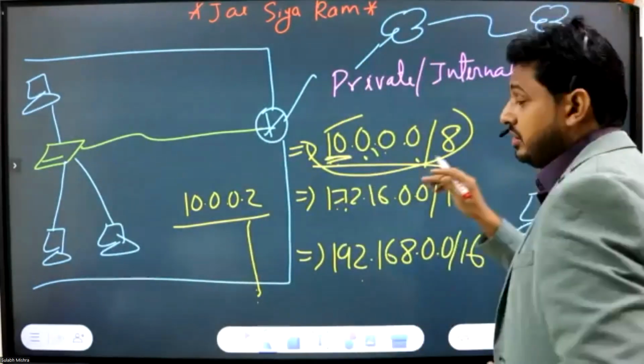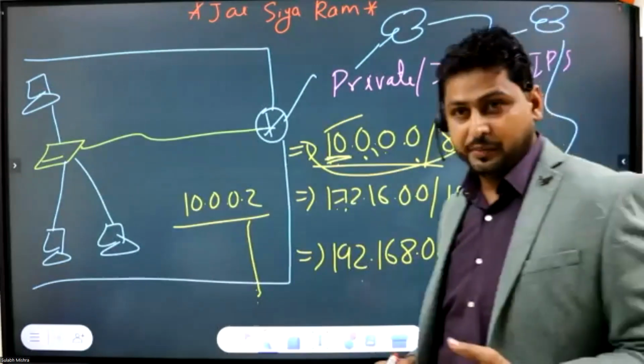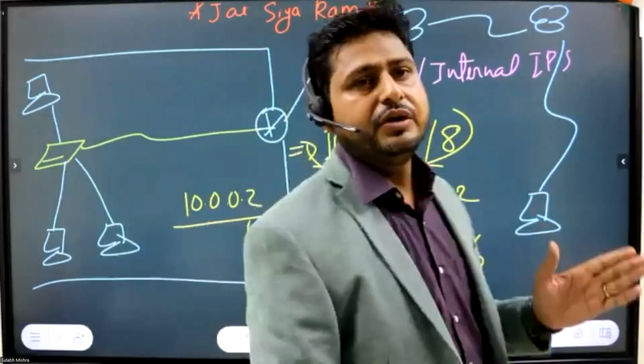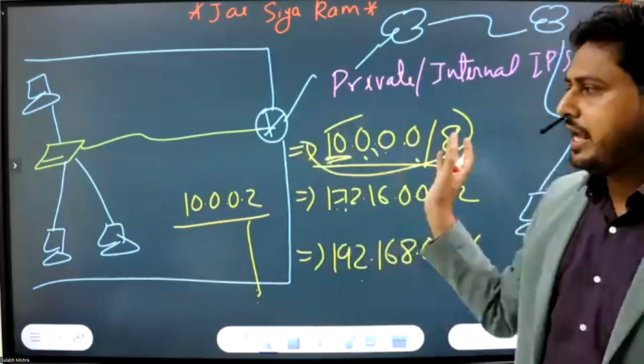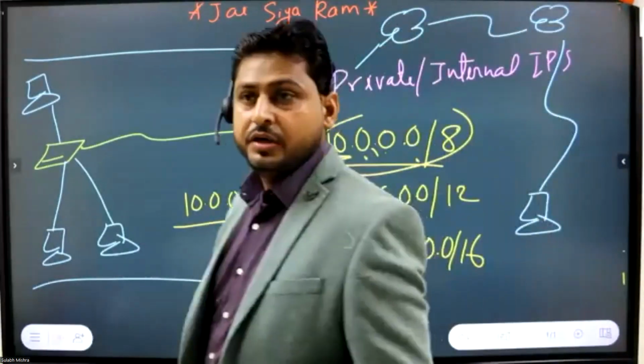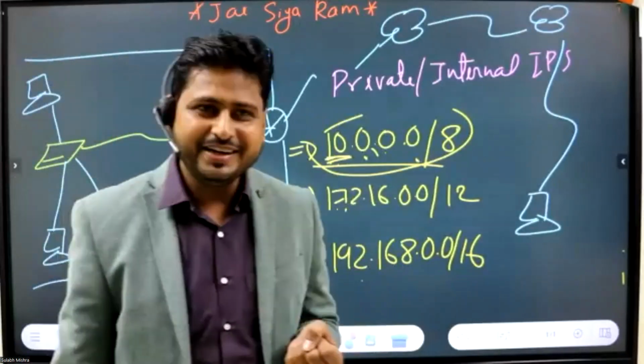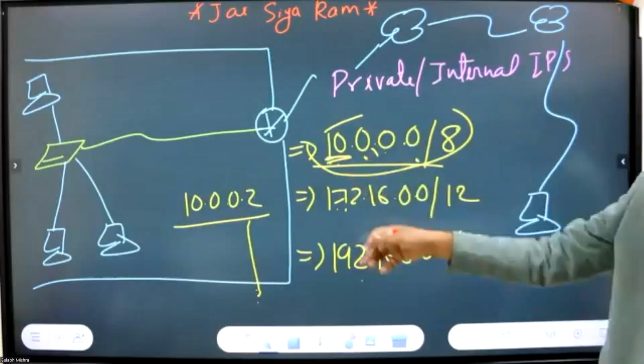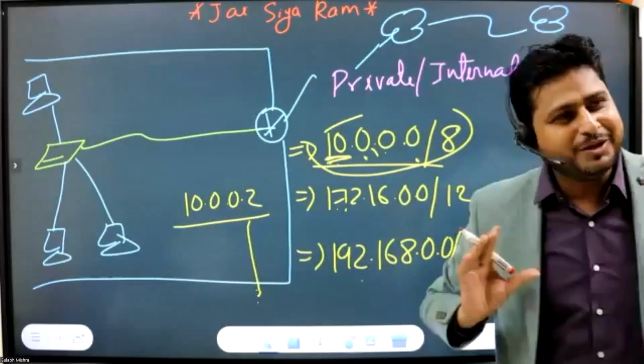Sometimes the interview asks what is the range of private IPs, what is the range of internal IPs. So these three ranges of IPs we call as private IP or internal IP. The name itself suggests private or internal. So IANA says that this set of IPs are free, anyone can use it.